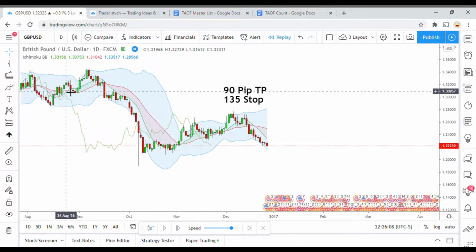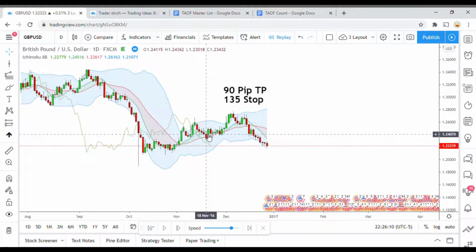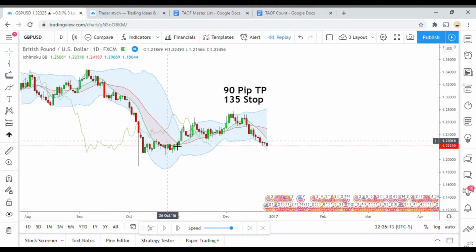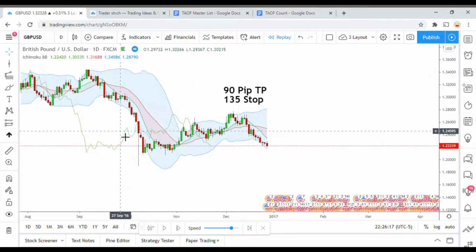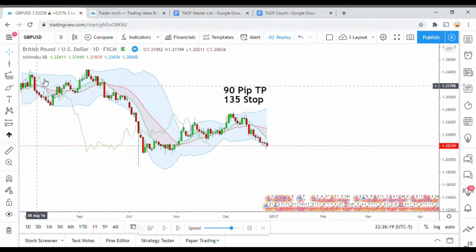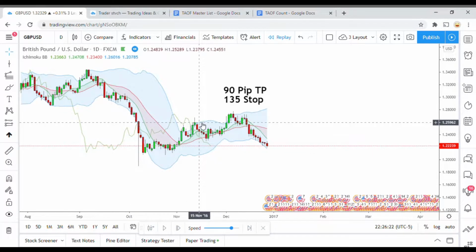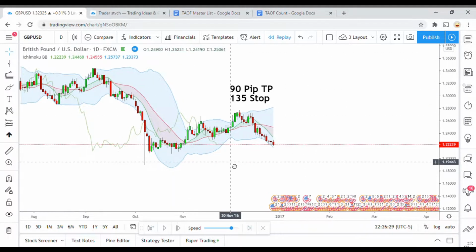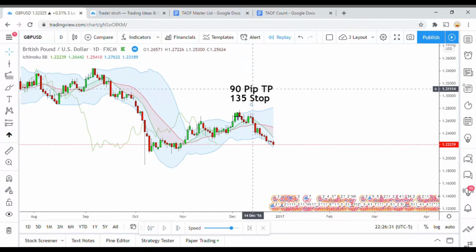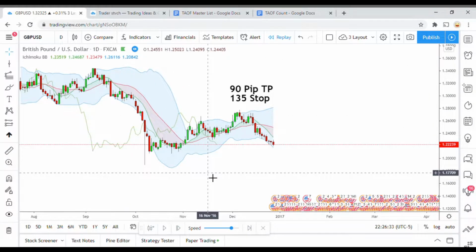The creator basically has created the Ichimoku cloud out of Bollinger Bands, and then added in the lagging span, I believe it is. Let me double check. Yeah, lagging span.